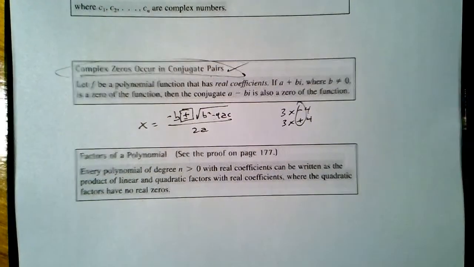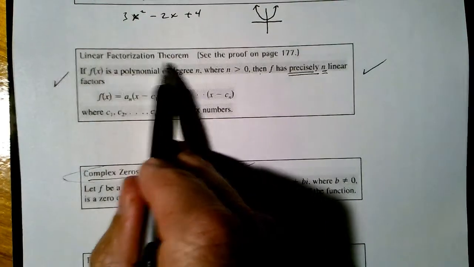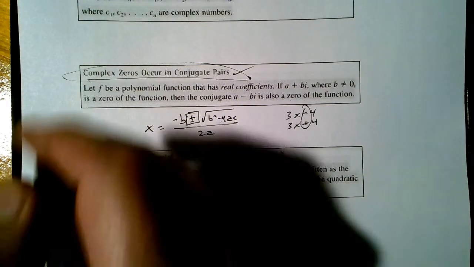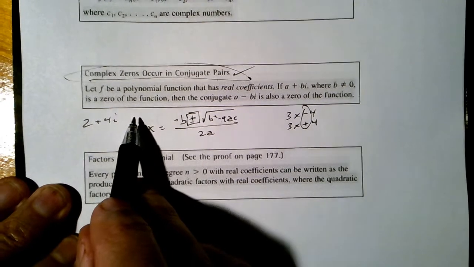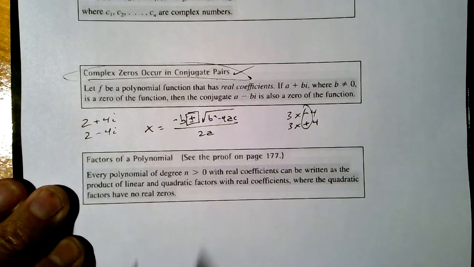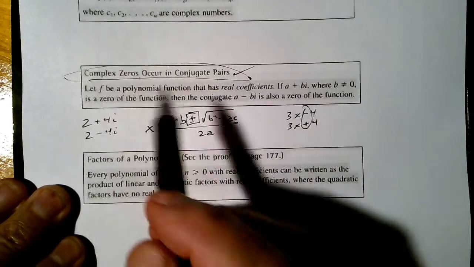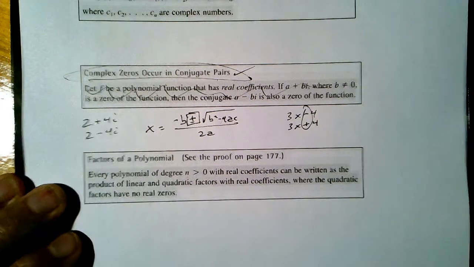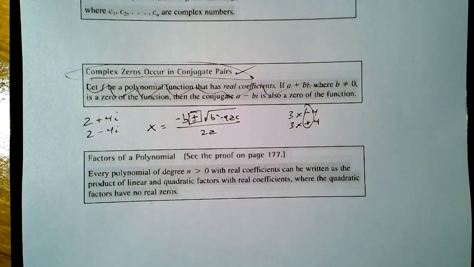That's it. Like linear factorization theorem, well, I need some explanation. I don't need an explanation from this. If 2 plus 4i is a zero, then 2 minus 4i must be a zero because complex zeros occur in conjugate pairs. Don't really need that if I understand complex zeros occur in conjugate pairs. So there you have it.